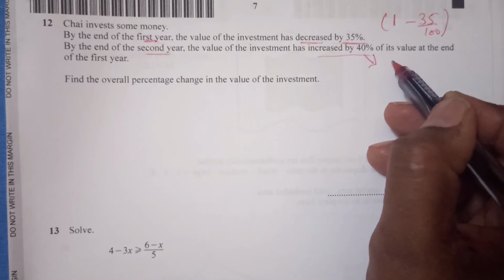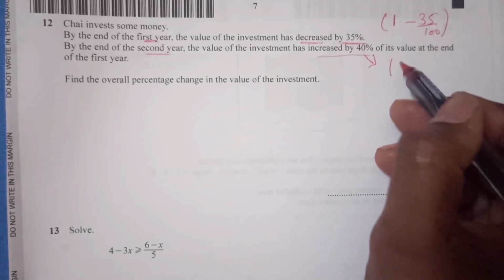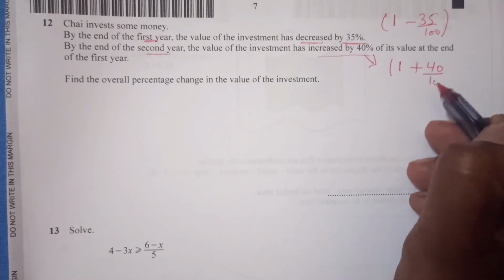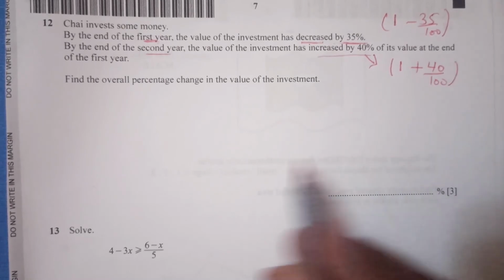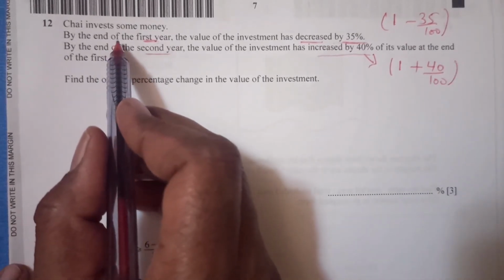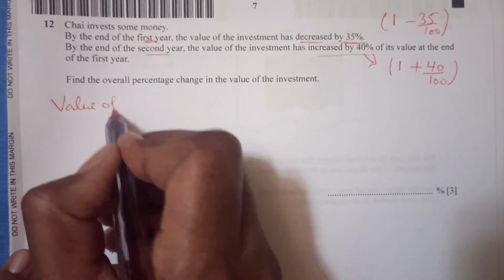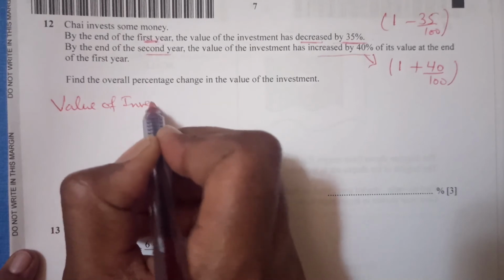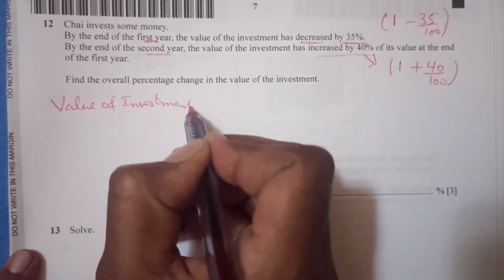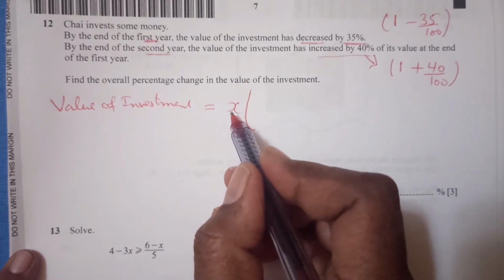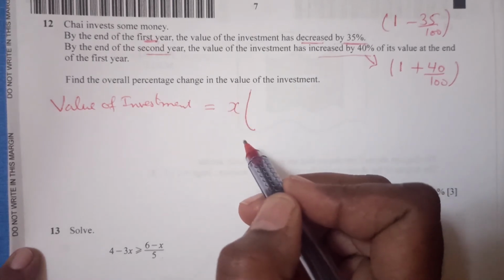So next is the increase on this. So this is 1 plus 40 over 100, right? So now we need to combine this. So let's say he invests the value of investment. So value of investment will be x. Let's say x was the principal that he invests there.